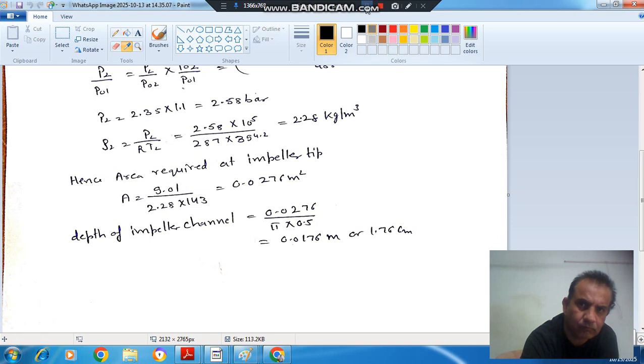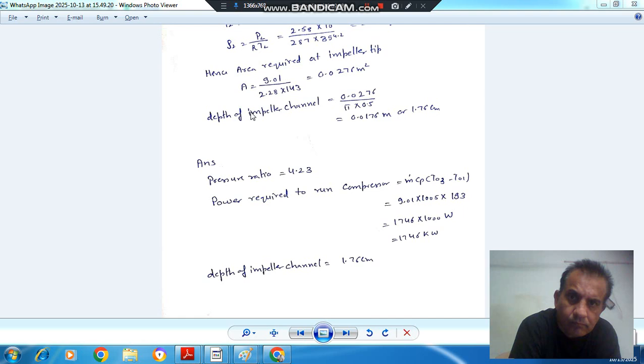So our answers are: pressure ratio 4.23, power required to run the compressor, m dot Cp times T03 minus T01, so m is 9.01, Cp 1005, and this temperature is 193. So it will come out as 1746 kilowatt, and depth of the impeller channel 1.76 centimeter. And this is the TS diagram that we have already discussed in a topic. Okay.